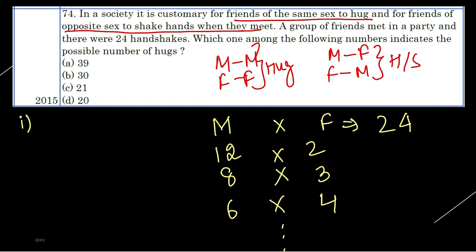So let's take case number 1. 12 males and 2 females. 12 males and 2 females, right? What do we have here?